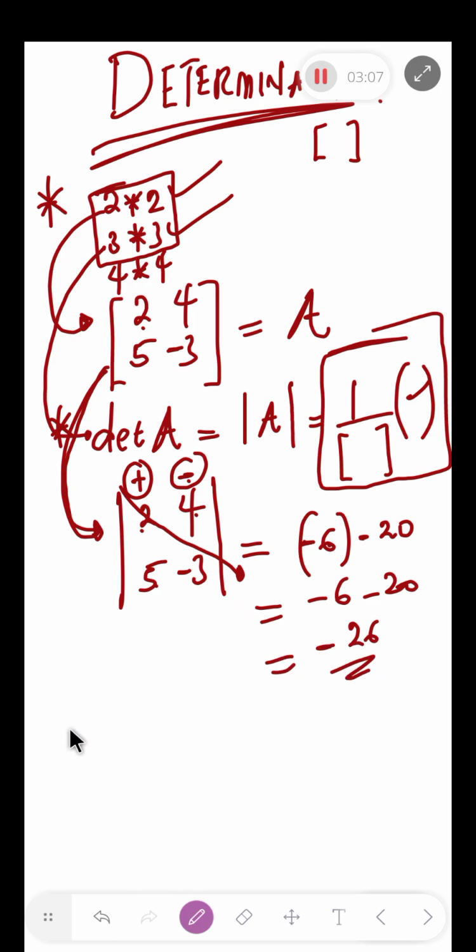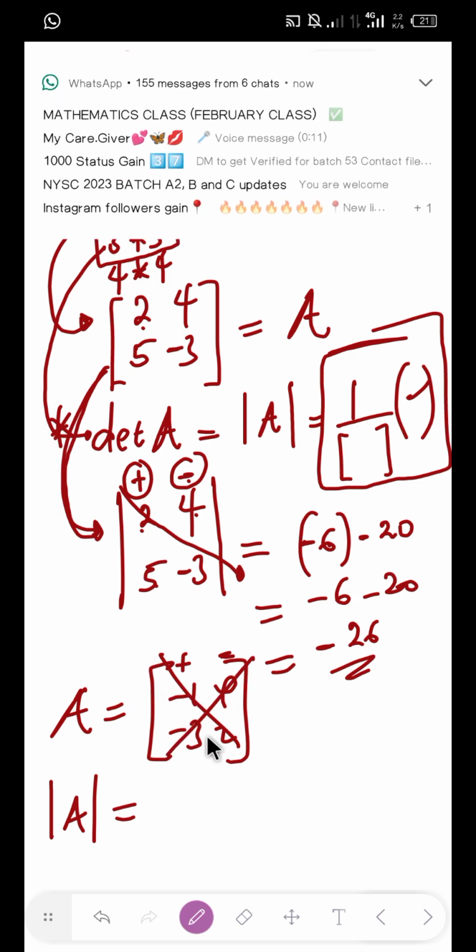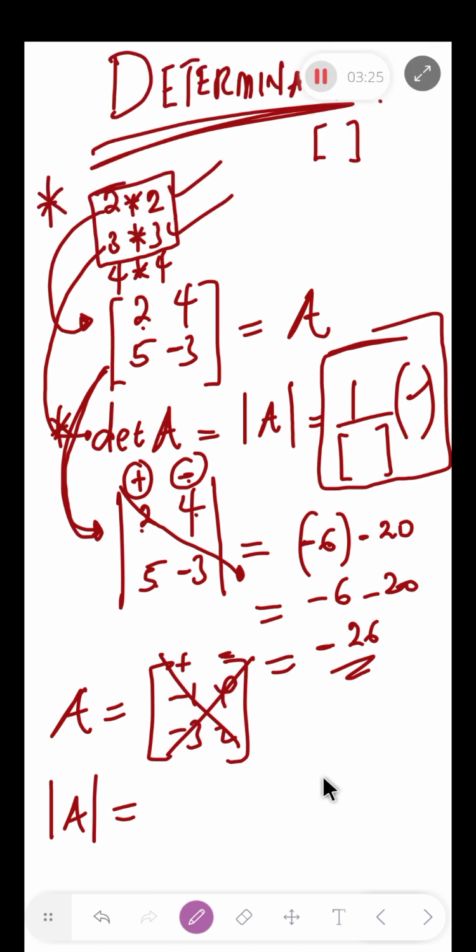Another example, if matrix A is given as minus 1, 4, minus 3, 2, hence the determinant of this matrix simply implies put a positive sign and negative sign here, and then cross multiply. Or you multiply the left to right diagonal, and subtract the right to left diagonal from the left to right diagonal. That is plus minus 1 times 2, that's minus 2, and minus 4 times minus 3 is plus 12. So the determinant of this matrix is 10. So the determinant of a 2 by 2 matrix is very, very easy.